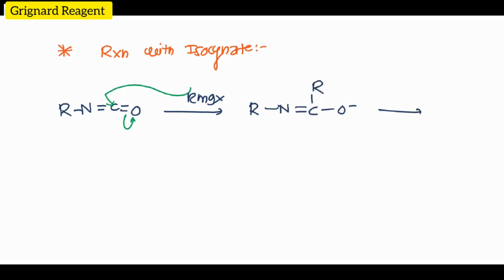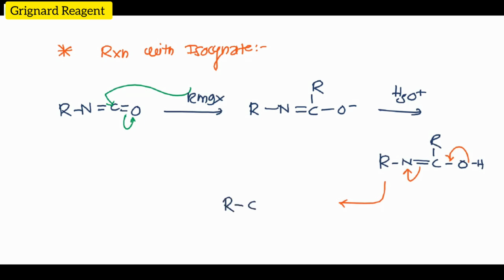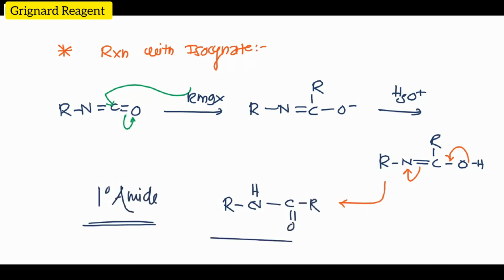Now this molecule undergoes protonation. Protonation converts it into R-N=C, and this molecule participates in tautomerism. So here it will form a primary amide. How is the primary amide going to develop? Look at this one. This is R-NH-C=O with this R. That means the isocyanate is going to convert into the amide.